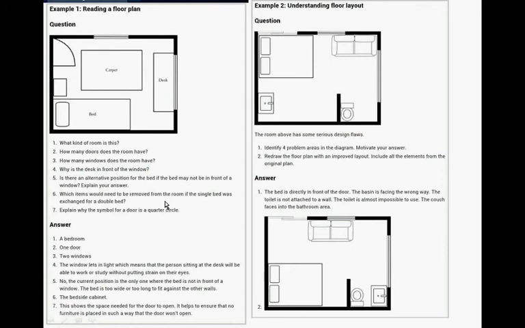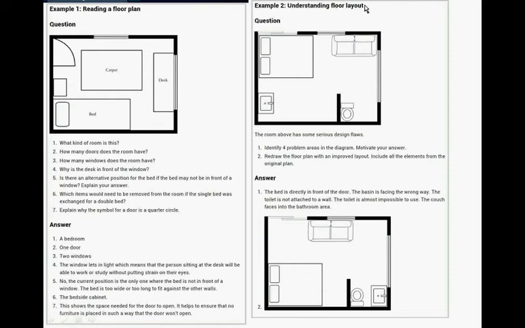Which item needs to be removed from the room if the single bed was exchanged for a double bed? This bedside table, the bedside cabinet. Question 7: explain why the symbol for a door is a quarter circle. This shows the space needed for the door to open, which is very important. You can't place something there, because then the door can't open. It helps to ensure that no furniture is placed in such a way that the door will not open.